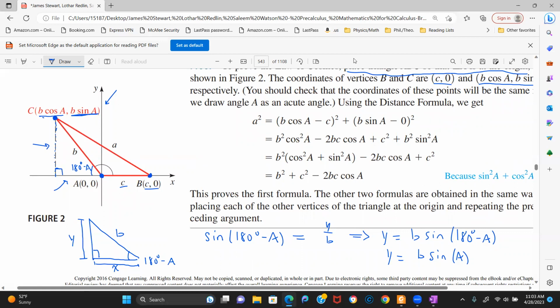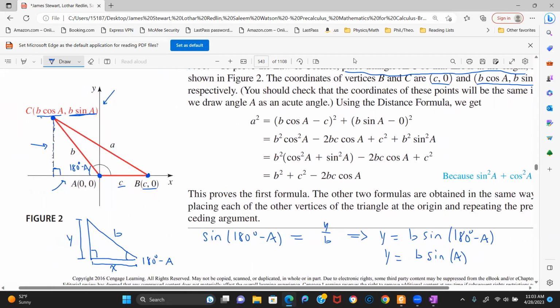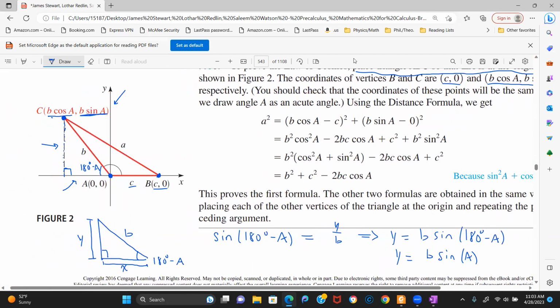Now, so what we can do is use the distance formula. Let's see, what are they doing here? Okay, this is kind of dumb actually, I think. Let me see what they're doing.